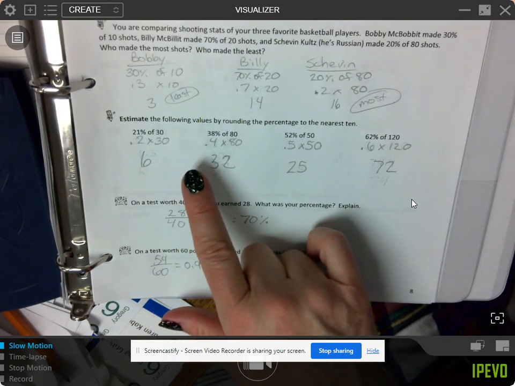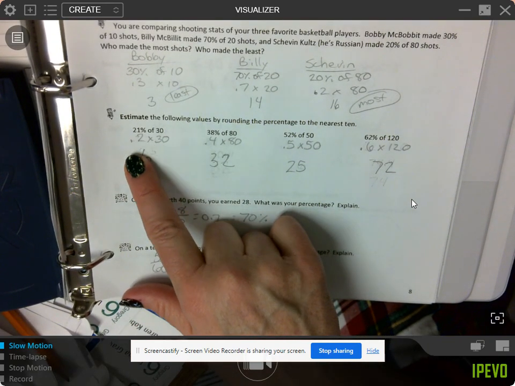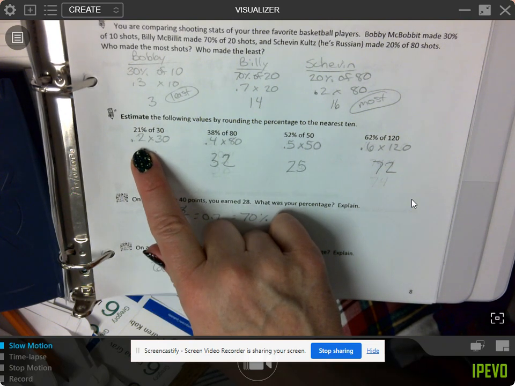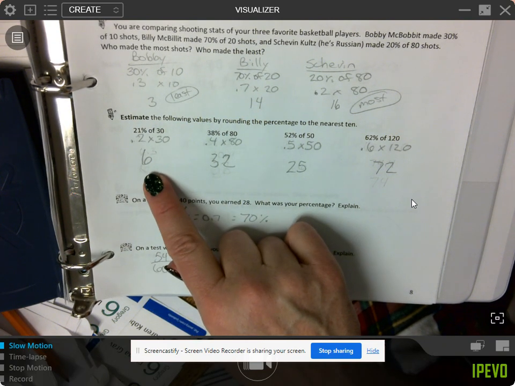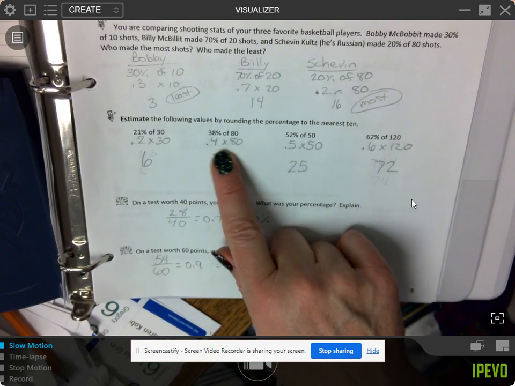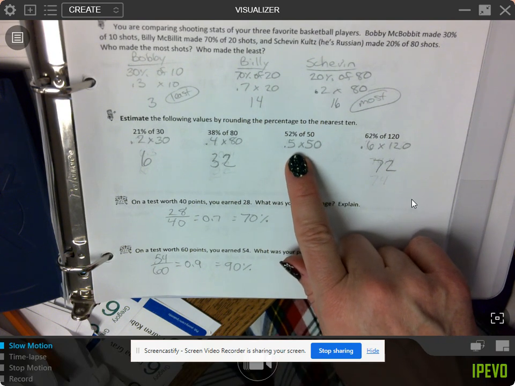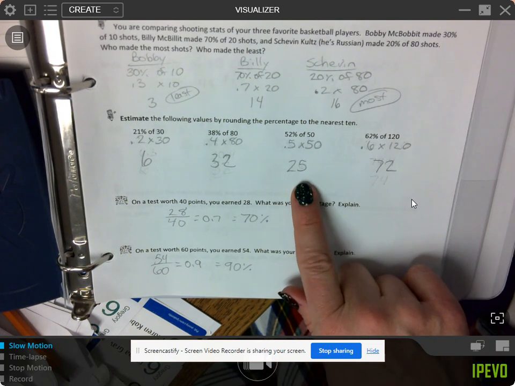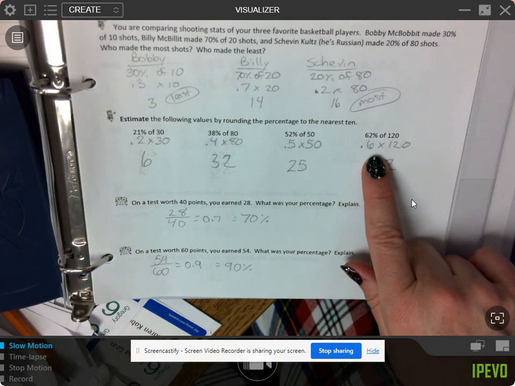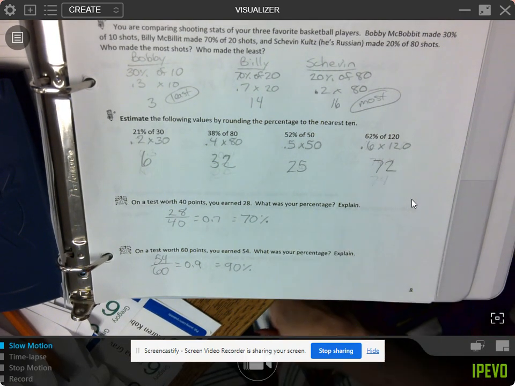Now we need to estimate by rounding our percentages to the nearest 10. So 21% becomes 0.2 times 30, which is 6. 38% becomes 0.40 of 80, which is 32. 52% becomes 0.50 times 50, which is just 25. 0.60 of 120, which is 72. Claire?